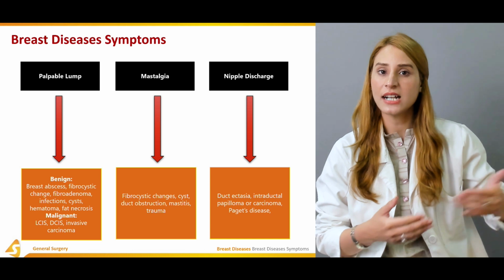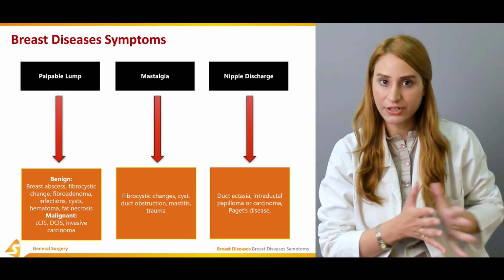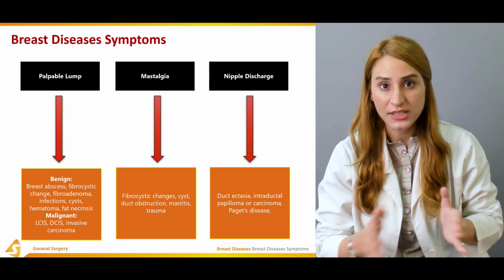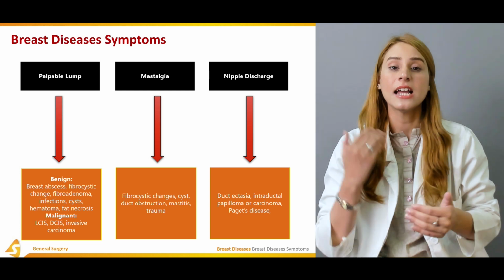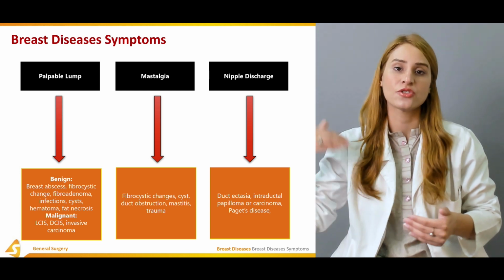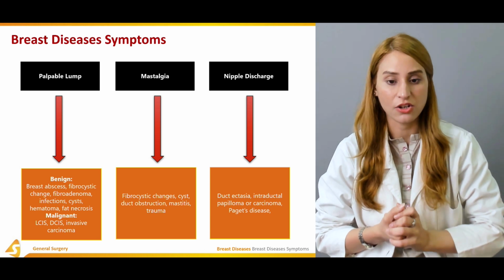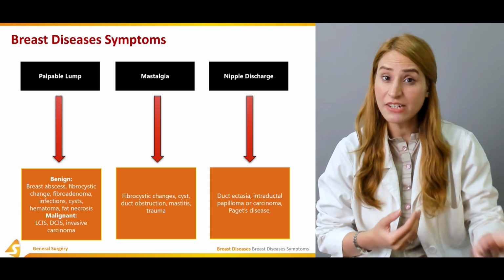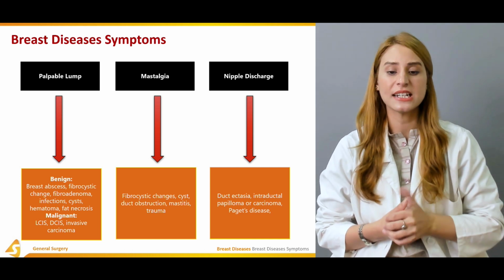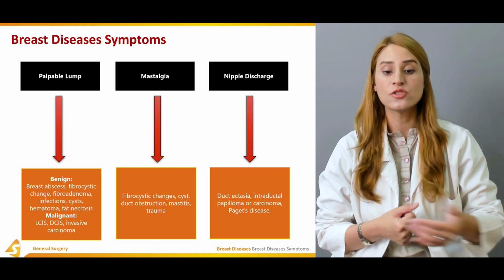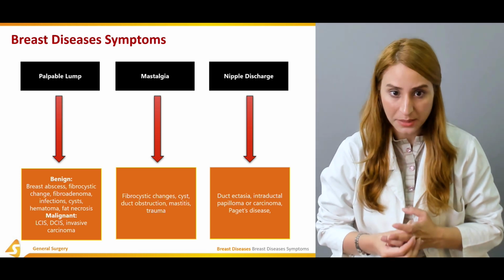So there are lobules and there are ducts, and the whole of the secretion of the breast comes to the nipple through the duct. And when there is ductal ectasia, the duct is dilated, there will be more discharge coming to the nipple, and the patient will present with a nipple discharge, which may be serous or serosanguinous, right? So this is basically duct ectasia, and intraductal papilloma, carcinoma, or Paget disease of the nipple.